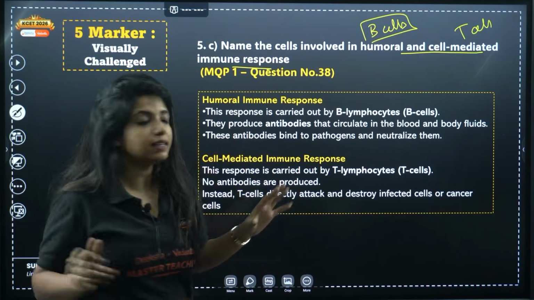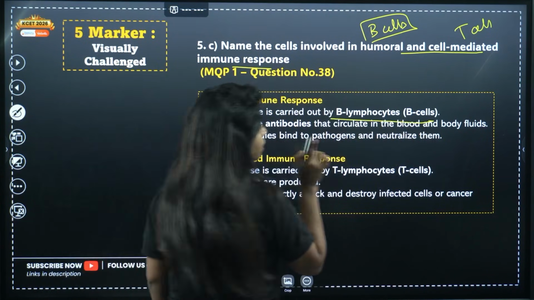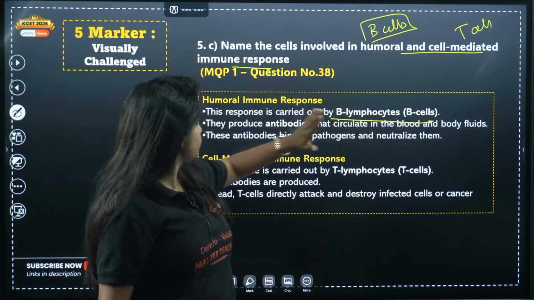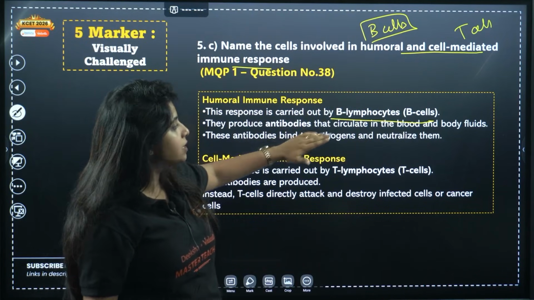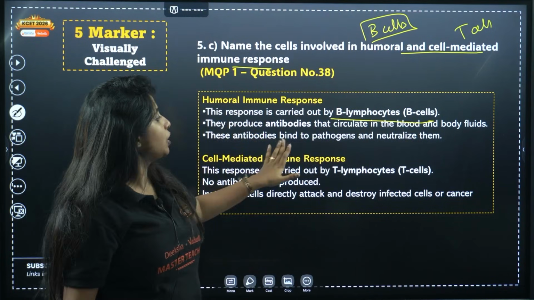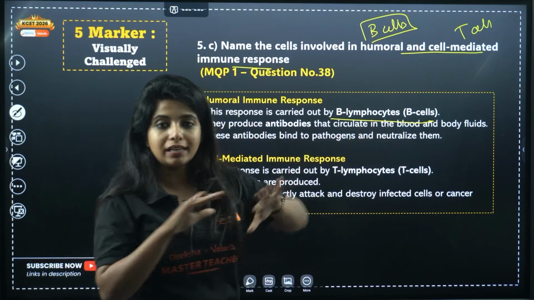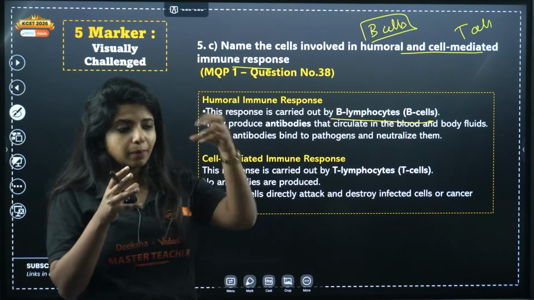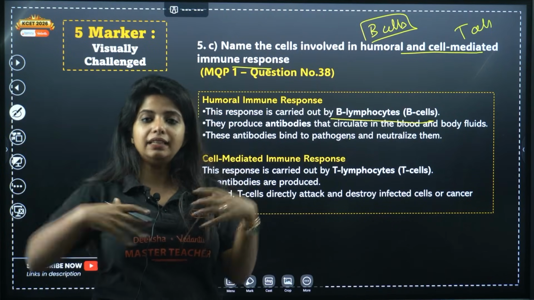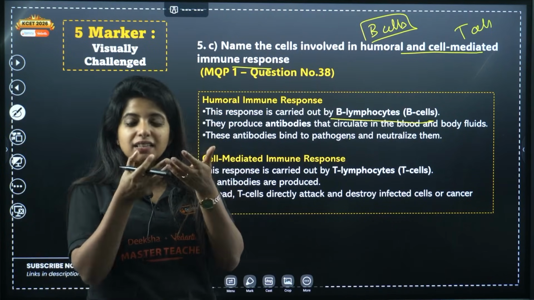And who is behind this? It is always B lymphocyte which is behind this. So this response is carried out by B lymphocytes. They produce antibodies that circulate in the blood and also the other body fluids. These antibodies bind to the pathogens and neutralize them. Basically, when they bind to the pathogen, they might activate other cells to also come and eat the pathogens up.